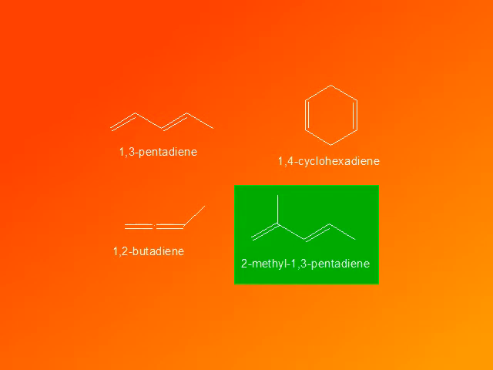This last example is a little bit more complex because it also contains a substituent, a methyl group. The longest chain that contains two double bonds is a pentane chain. So we name it as pentadiene. Double bonds are in positions 1 and 3. So we have 1,3-pentadiene. The substituent is a methyl group. It is on the second carbon, so the complete name is 2-methyl-1,3-pentadiene.